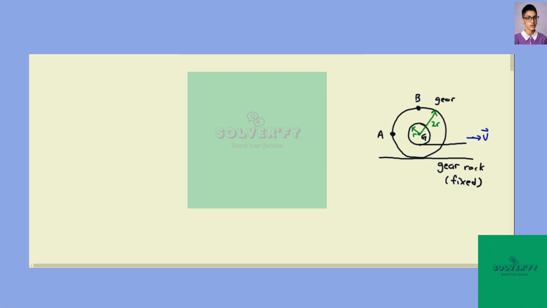Okay, so since the gear rack is fixed, we note that this point is going to be our instantaneous center of zero velocity. Okay, so we can determine omega. Omega will have magnitude v over r. And then from here we can determine VA. VA will just be omega cross R A relative to IC. So this is equal to V over R.